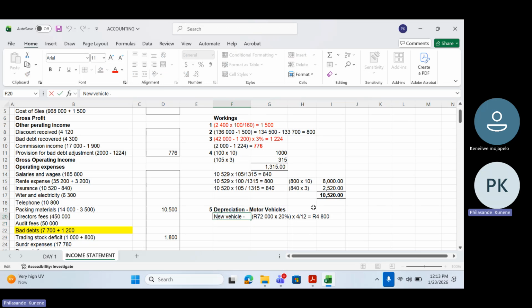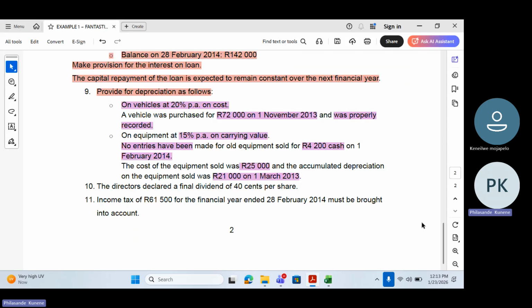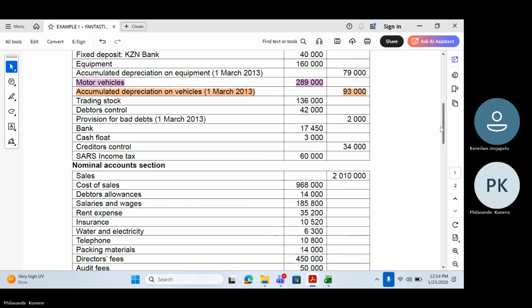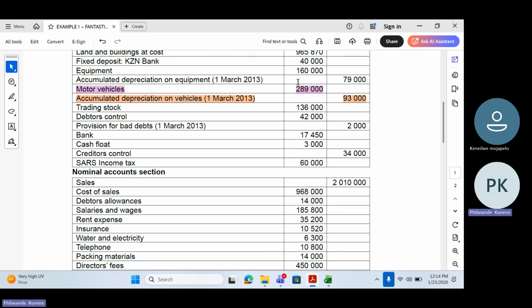Okay, so we are sorted with this one, eh? Yeah. Okay, so we are sorted with the new vehicle that was purchased. We know that it's 4,800. Let's go to the old vehicles now and see what is going to happen there. Okay, old vehicles. Let's go back. So what we're going to do now, let's go there and see. Old vehicles, 289,000 and then 93,000.